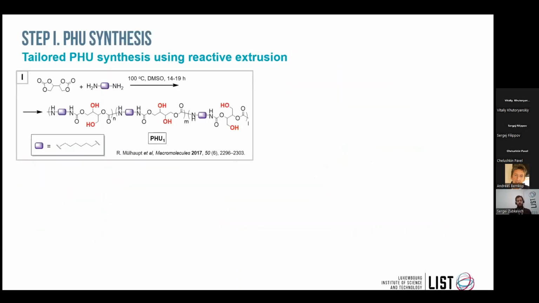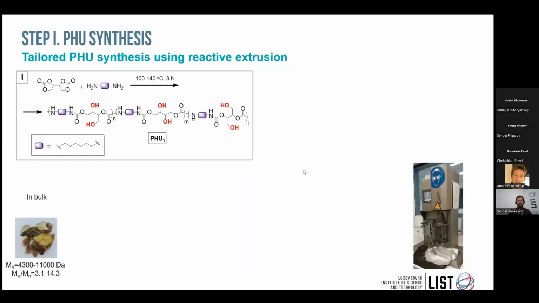To allow this modification, the only prerequisite is that we have two adjacent OH groups in the polymer backbone. And for that, we need tailored polymers. One of these polymers was previously reported by the group of Ralph Mülhaupt in 2017. They were synthesizing it in solution. So we started to work with this polymer, but we adopted a different procedure for synthesis. We were using reactive extrusion.